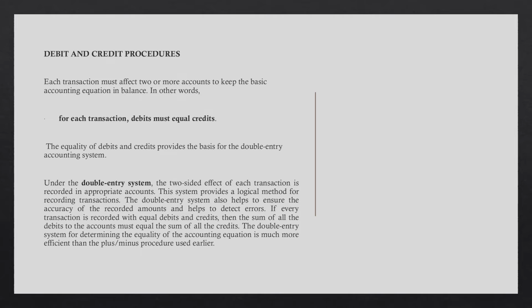If every transaction is recorded with equal debits and credits, the sum of all the debits to the accounts must equal the sum of all the credits. The double-entry system to determine the equality of the accounting equation is much more efficient than the plus and minus method we saw earlier.